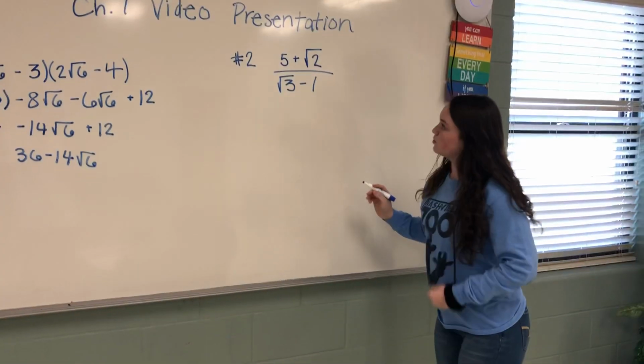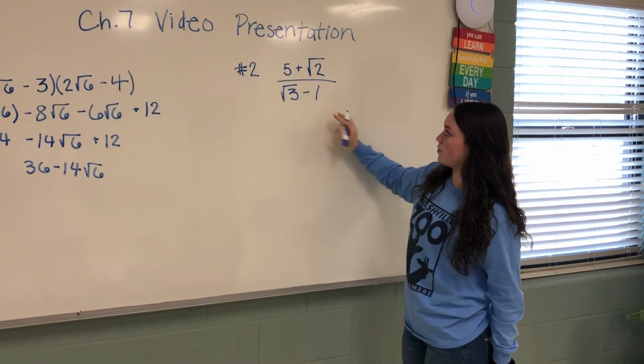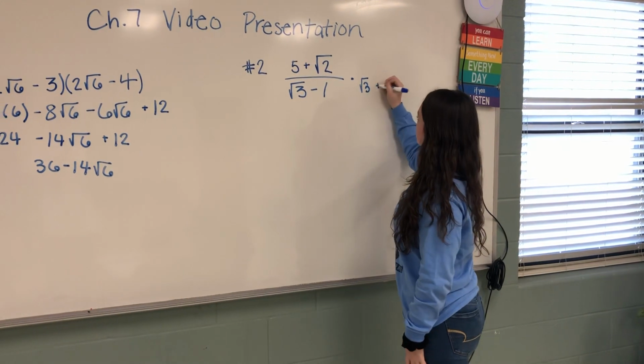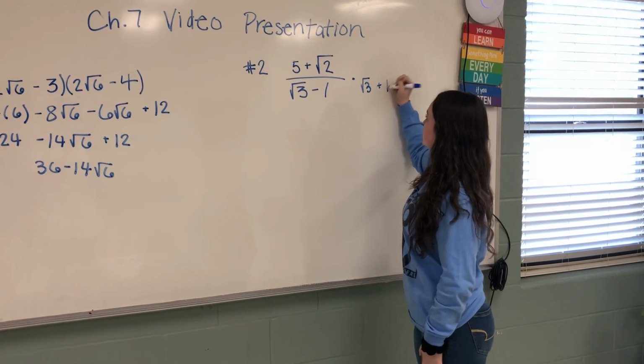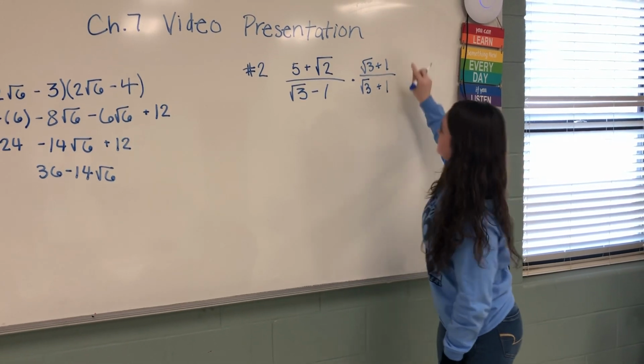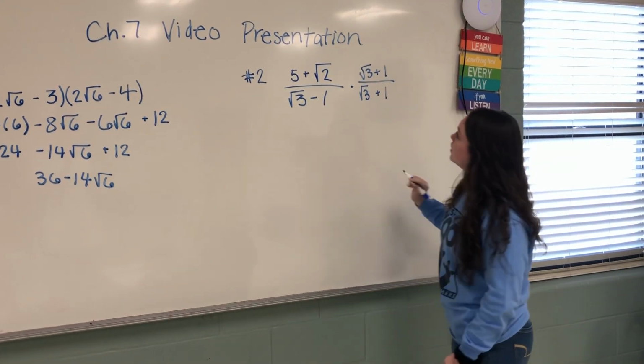And then your second problem, you have to rationalize your denominator, so you multiply by the reciprocal. So it's the square root of 3 plus 1 over the square root of 3 plus 1. And you can do that because something over itself is 1.